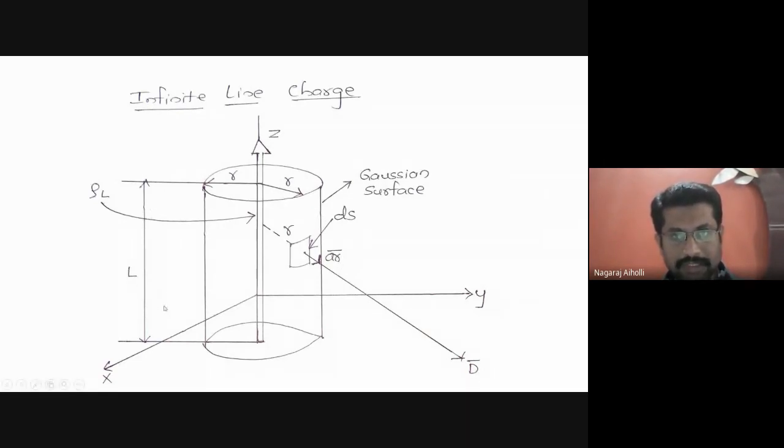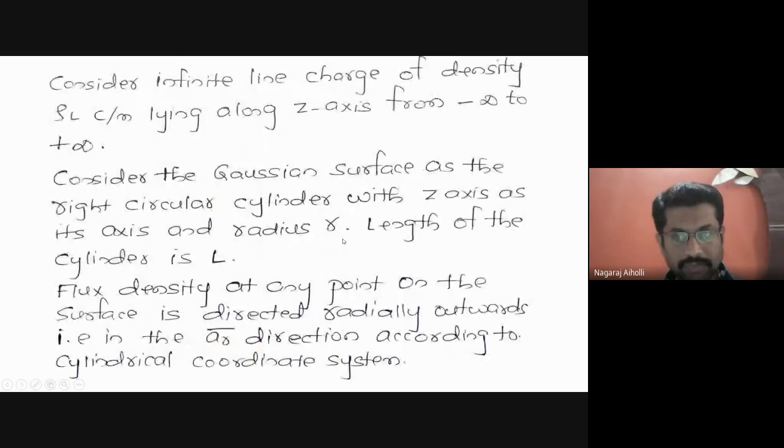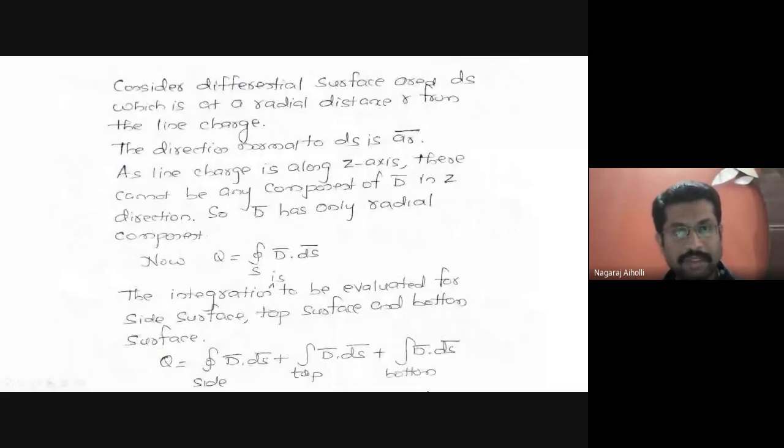This is just an introduction to how the infinite line charge is placed and how we are considering the Gaussian surface and the area dS. So with this brief introduction, we'll move on. The direction normal to dS is a_r.